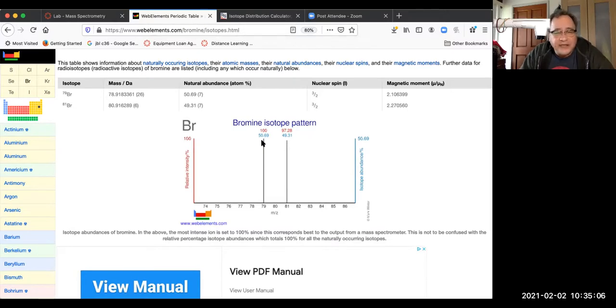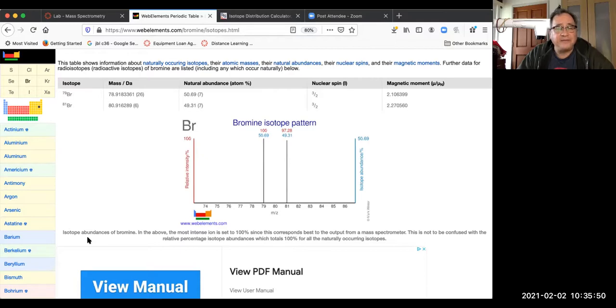And you'll notice in the little paragraph below, it says isotope abundances of bromine: in the above, the most intense ion is set to 100, since this corresponds best to the output from a mass spectrometer. This is not to be confused with the relative percent isotope abundances, which equals 100% for all of the naturally occurring isotopes. So I don't like to use that the most intense is 100%. I like to say it's just a relative intensity. It makes more sense not to conflate percentage. Percentages should not add up to over 100.